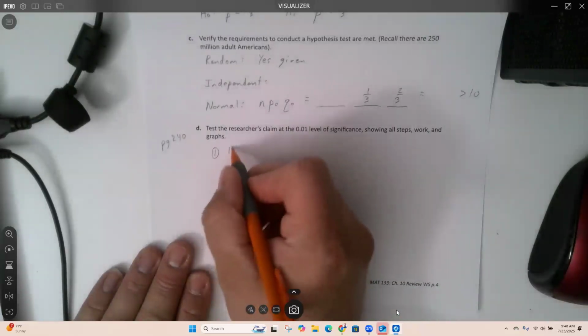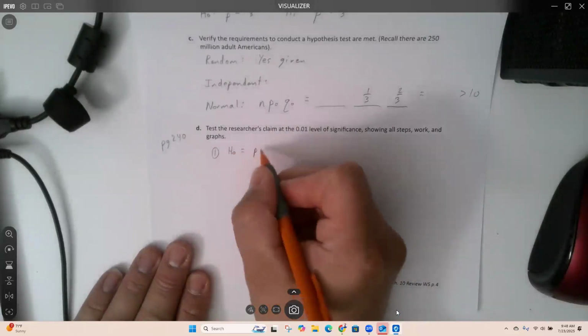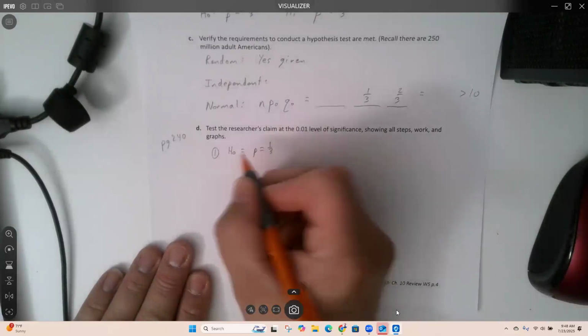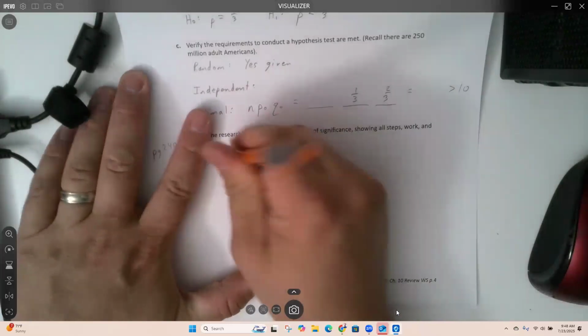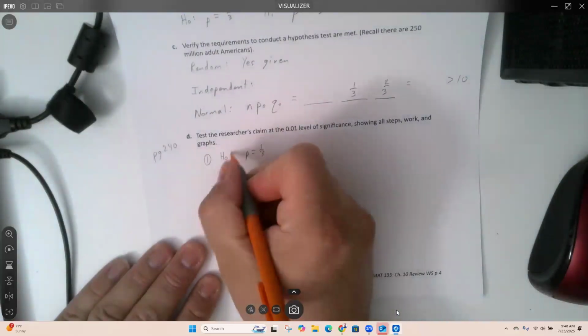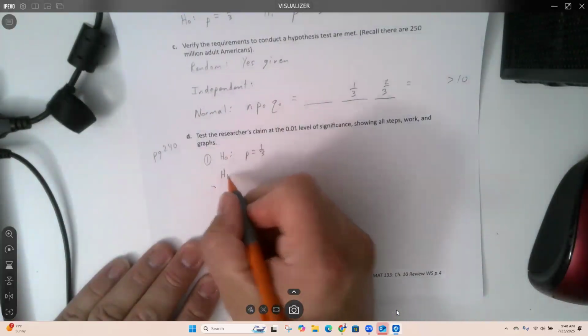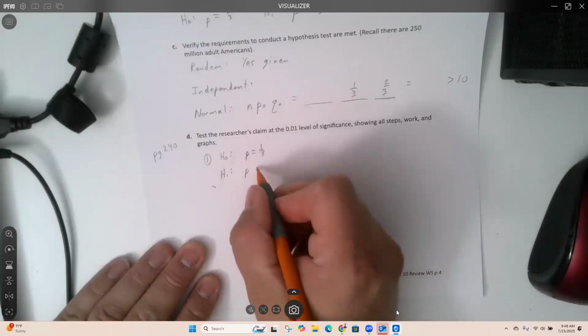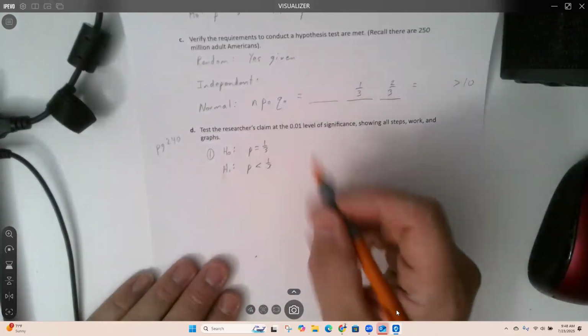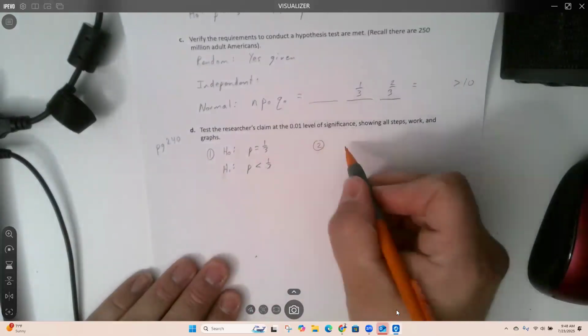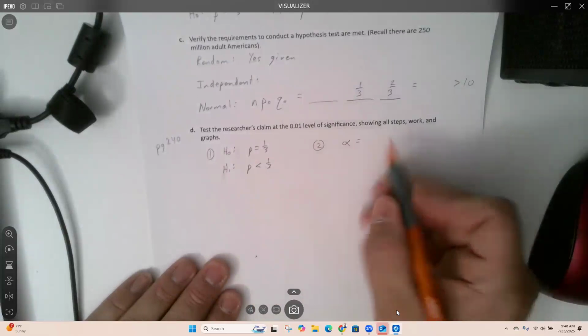So step one, H0: P equals 1/3, right? We already did that. H1: P is less than 1/3. Step 2, we pick an alpha.